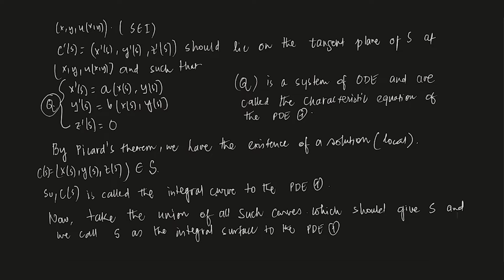So essentially, what is happening is a curve on the surface S, that we get by solving these particular equations, is called the integral curve. These three equations are called the characteristic equations, and the surface which you get by taking the union of all such curves is called an integral surface. Now let us take up an example and see how all of this works.